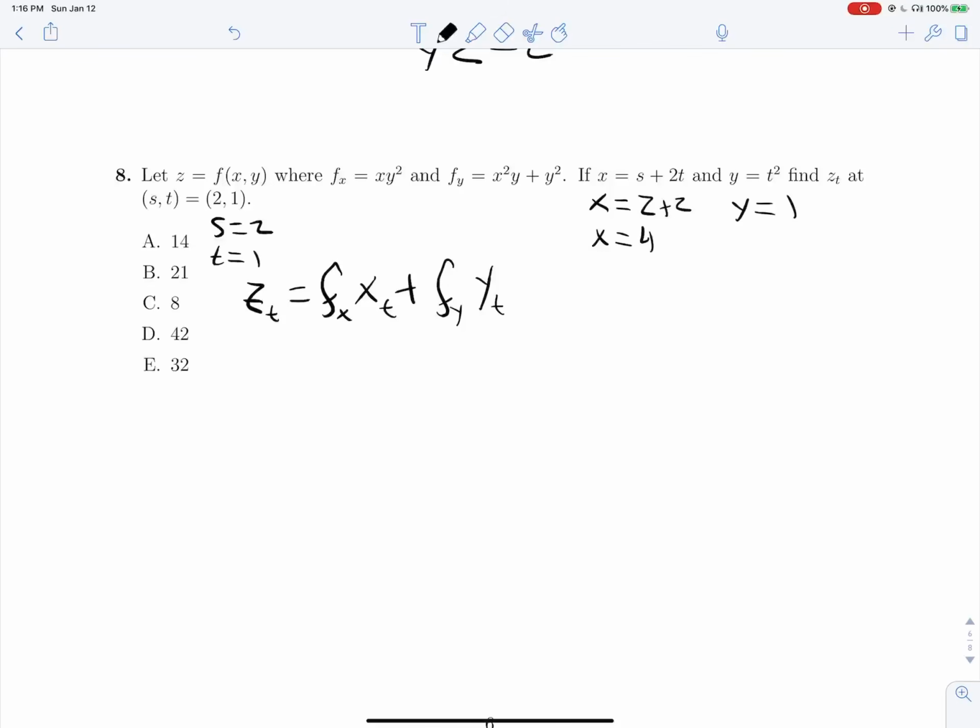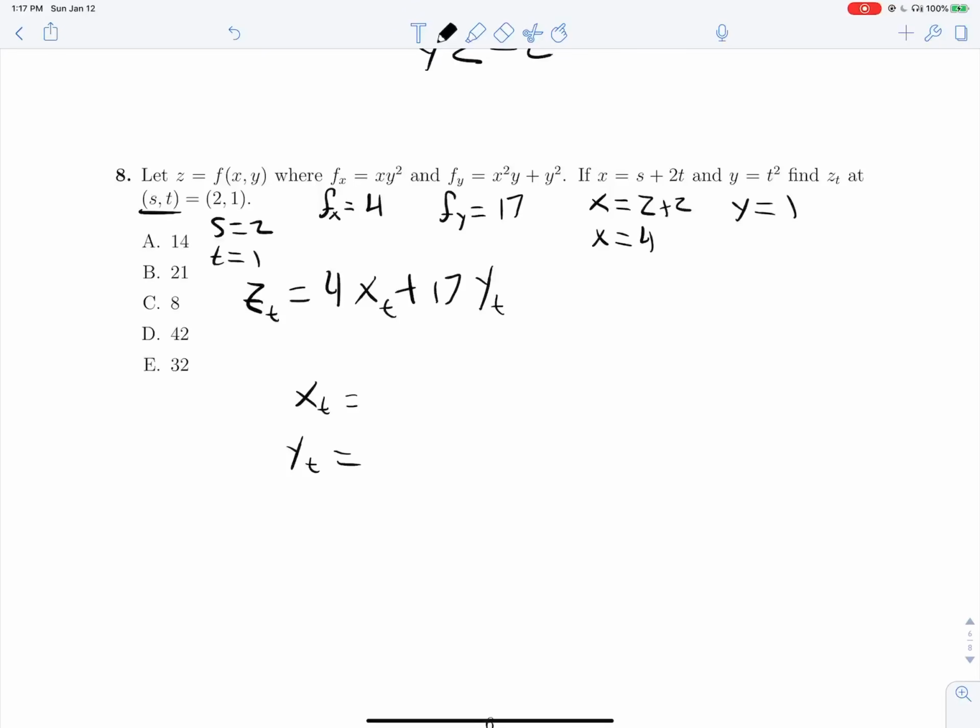And so that lets us start filling in some of these blanks, because fx is just expressed in terms of x and y, where this guy is going to be equal to 4 if x is 4 and y is 1, and fy is 1 plus 16, so 17. So we can replace these guys. Okay, perfect. And the only thing we have left to do is to find xt and yt and evaluate those guys at our values for s and t that were given right there.